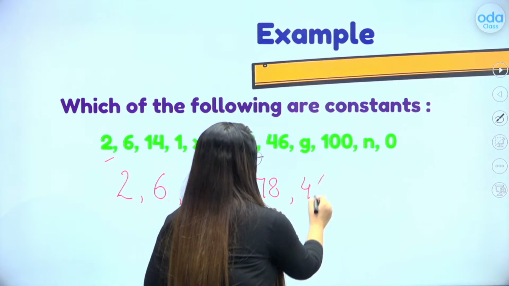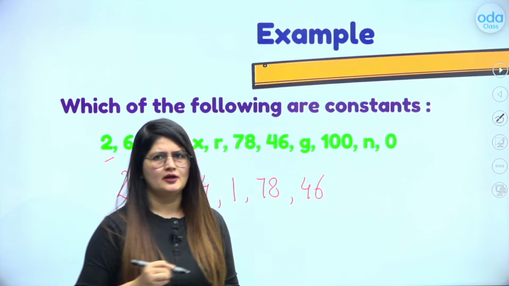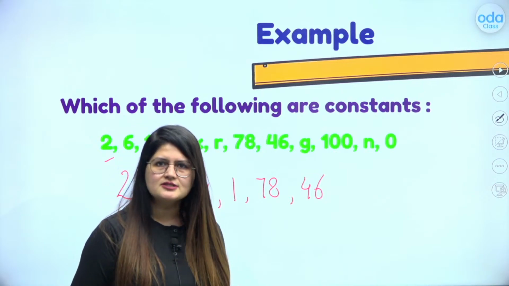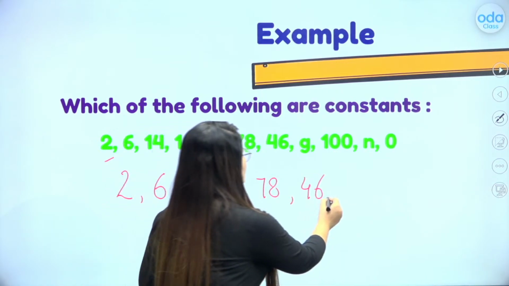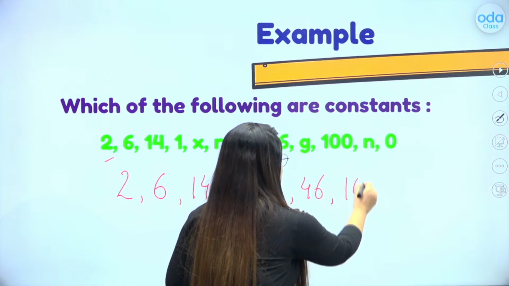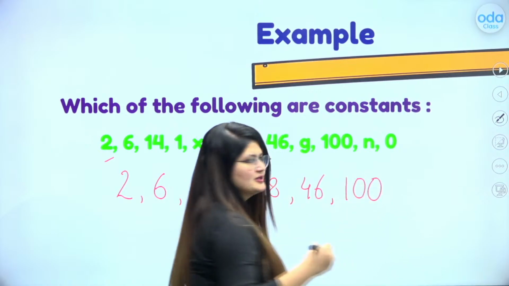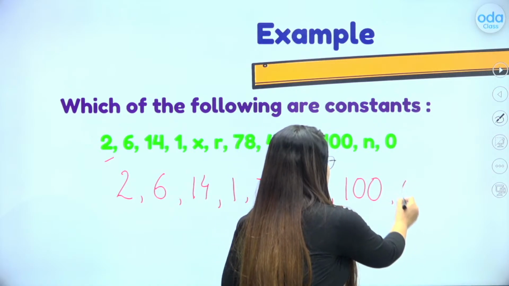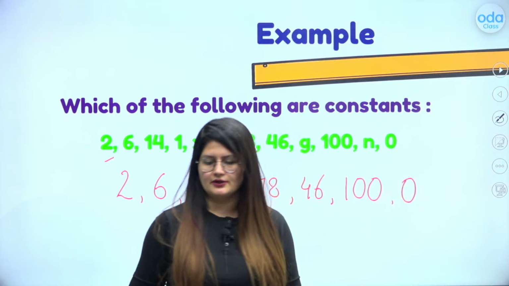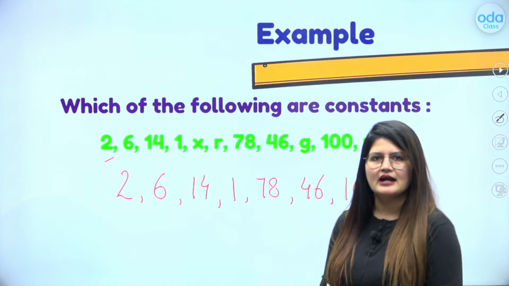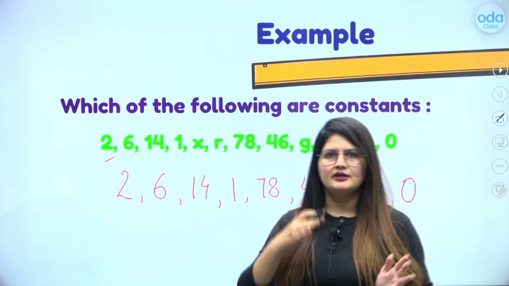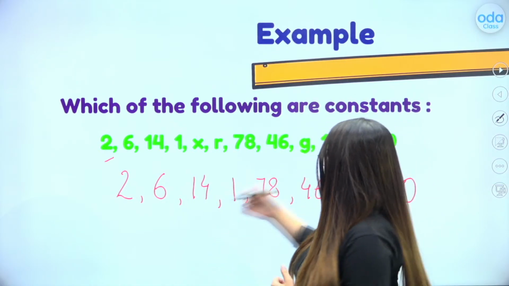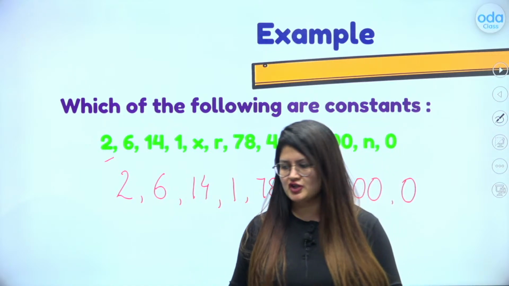Now, if you have a look at this G, no, G is a variable, it's not a constant. After that we could see that 100 is also a constant. That means its value is not going to change. And after that we could see that 0 is also a constant. So, these are the constants that we could see here. That means the values of these numbers are not going to change.